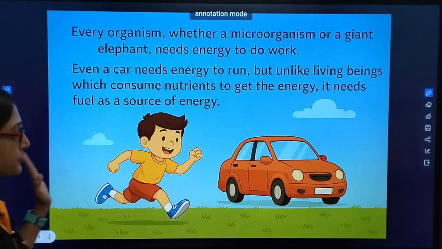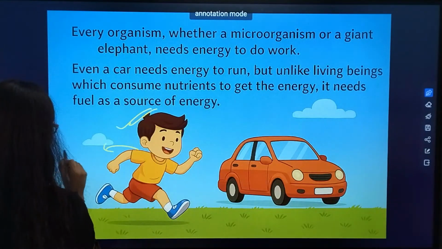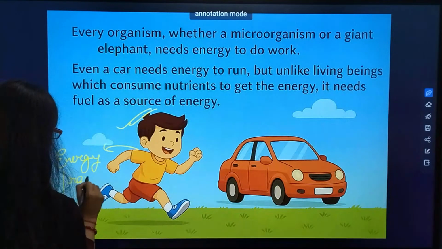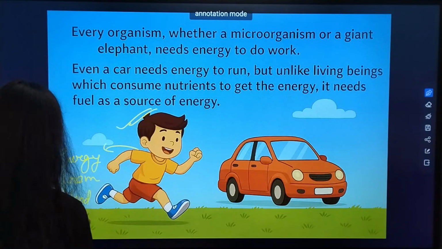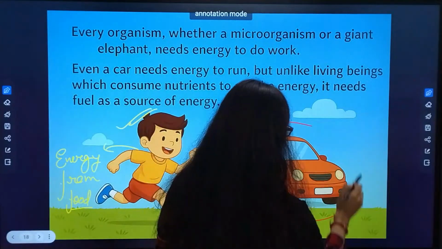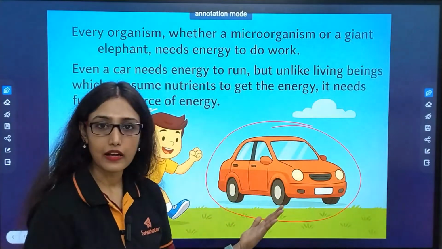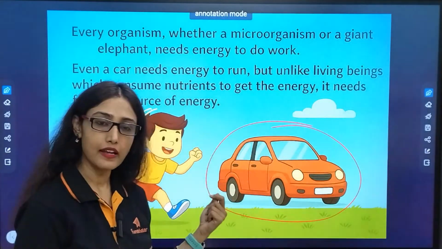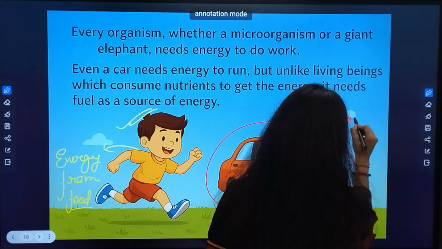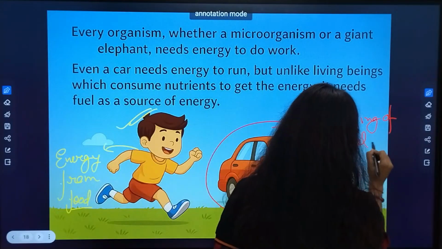Now, I have told you this boy needs obviously what? Energy from food. This boy gets energy from food. Now, I have already told you, what about other things? This car also moves, right? So it runs on what? It runs on petrol, right? So it gets energy how? Burning of fuel. What is fuel?